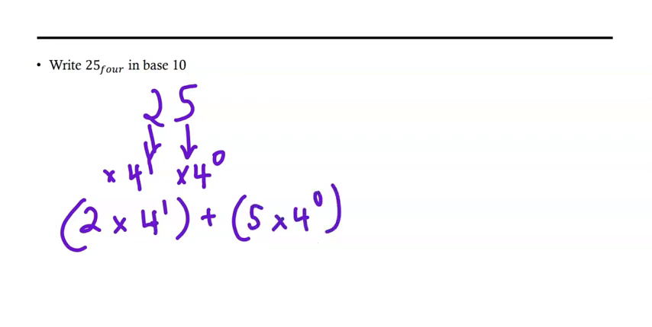And 2 times 4 is 8. 5 times 1, really, because 4 to the 0 power is 1. So 5 times 1 is 5. And so this represents the number 13 in the base 10 system. So 25 base 4 equals 13 base 10.